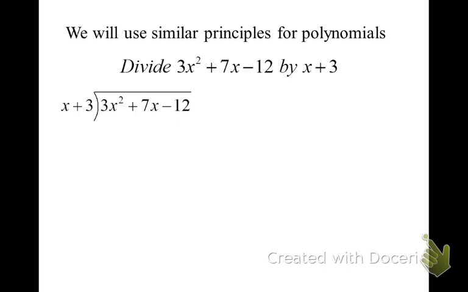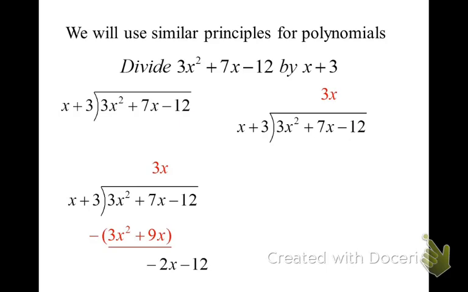Well, 3x times x equals 3x squared, so we're going to write the 3x up above, and then we're going to multiply. So we're going to multiply 3x times x, that's 3x squared, and we're going to multiply 3x times 3, and that's 9x. So down below on the left we have our 3x times x is 3x squared, and 3x times 3 is 9x.